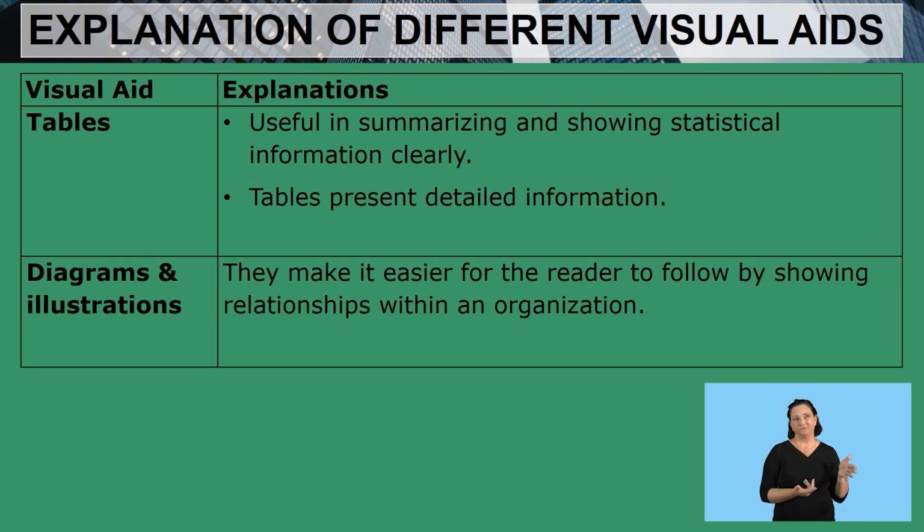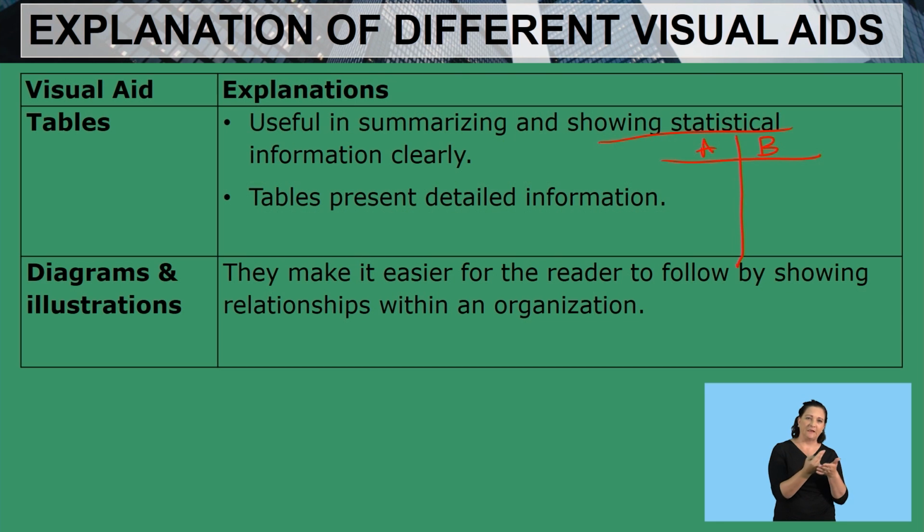Tables are useful in summarizing and showing statistical information clearly. Tables present detailed information. You are familiar with them. Maybe it could be like this, we've got column A and column B, just like that. So they present detailed information. Right, and then you've got diagrams and illustrations.